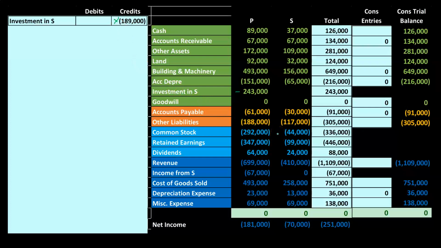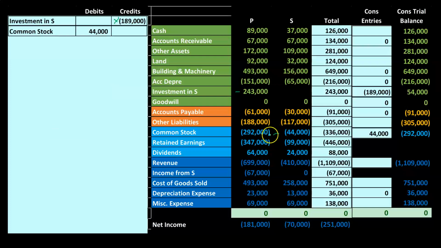So I'm going to say, all right, I'm going to do whatever I need to do to that account, and I'm going to remove the equity. So I'm going to remove the common stock. So common stock, we're going to debit the common stock for the 44 because that's what's in it for S. So there we have the 292 plus the 44 gives us the 336 minus the 44 brings us back to P's portion, the 292.